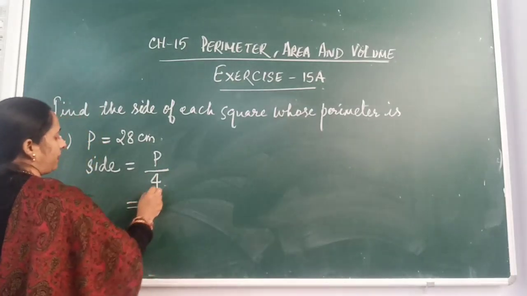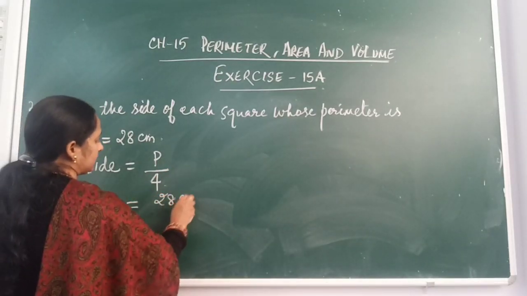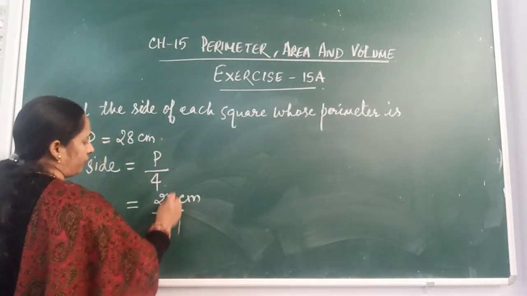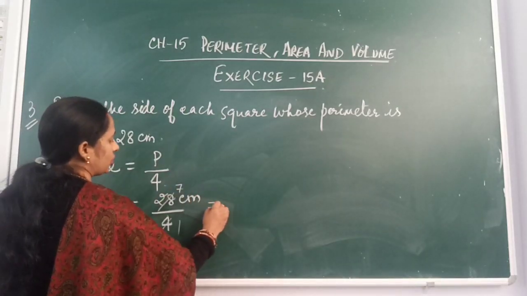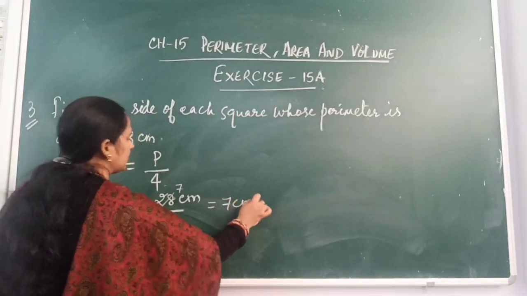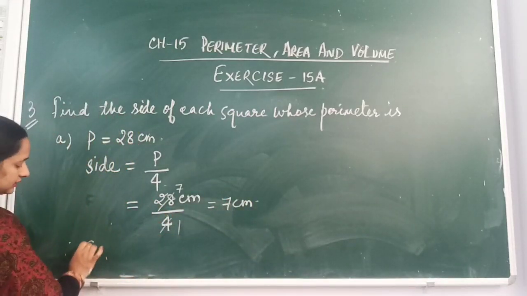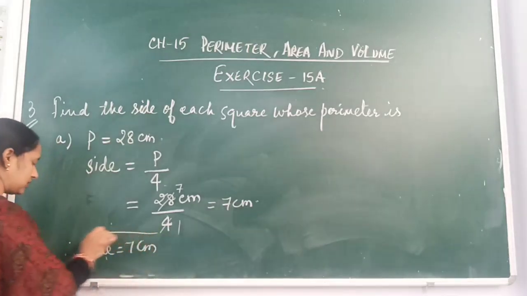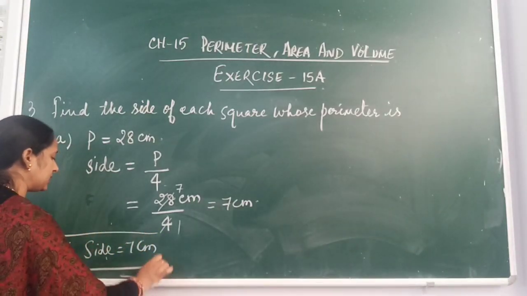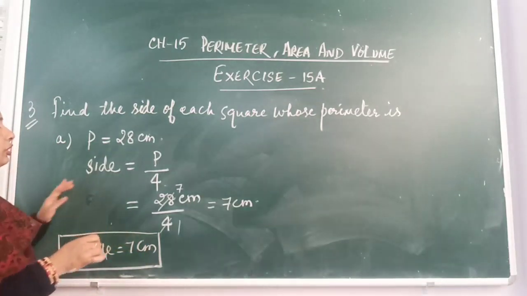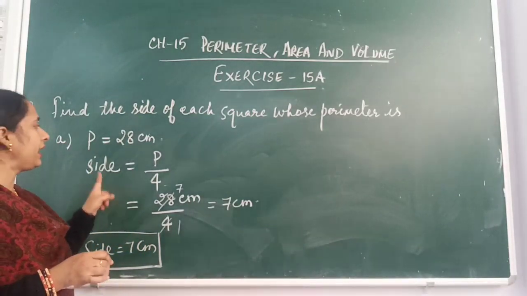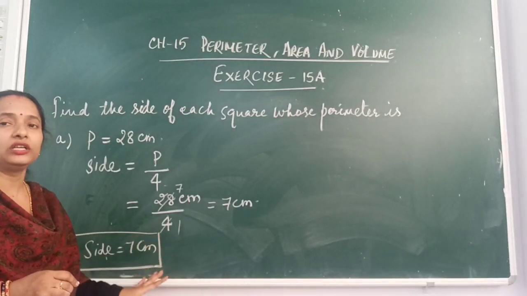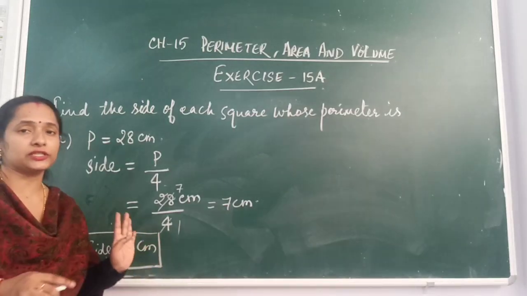Isn't it? So, perimeter is how much? 28 centimeter by 4. How many times it will go? 4 ones are 4, 4 sevens are 28. So, here you get 7 centimeters. So, therefore, side is equal to 7 centimeters. It's very simple and easy. Simply you need to apply the correct formula and put the value correctly in the right place and do the necessary calculations correctly.